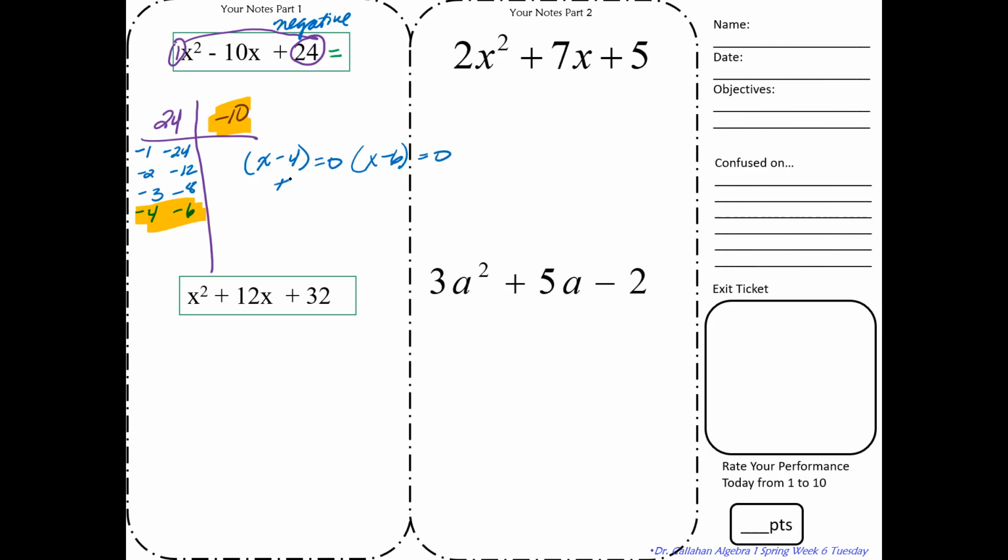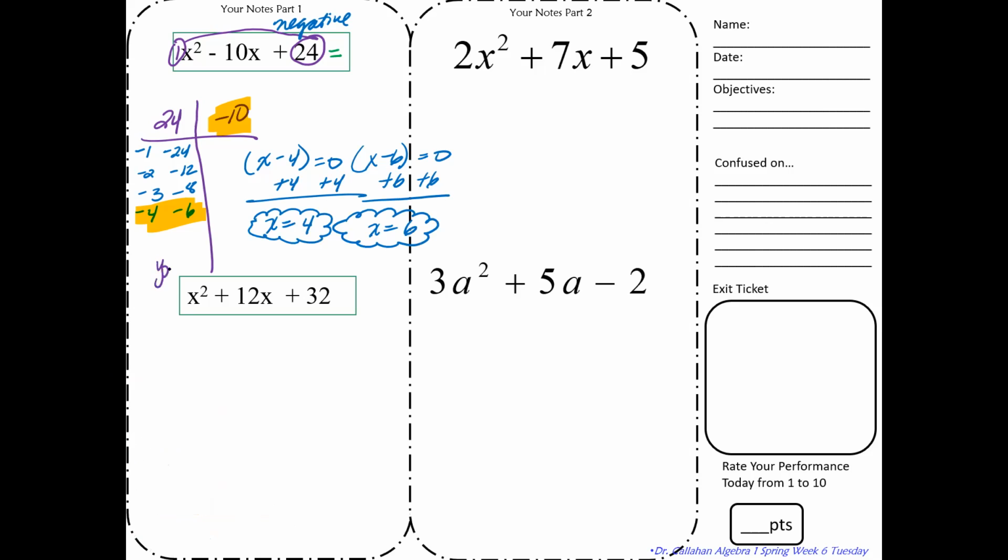And then what do you do here? Well, what's opposite of a negative 4? You add it, so x equals a positive 4. What's opposite of a negative 6? Positive 6. So x equals positive 6. And that is your answers in the bubble.